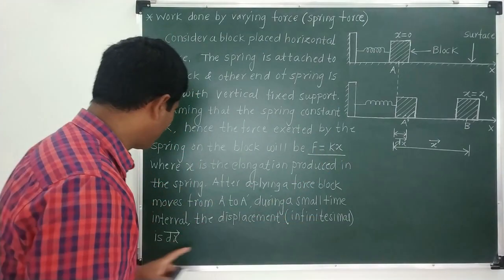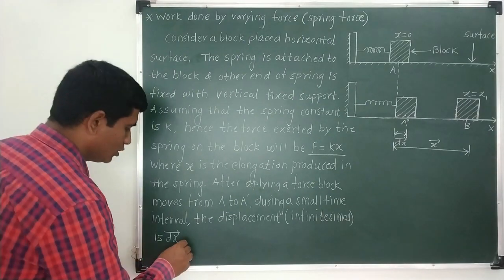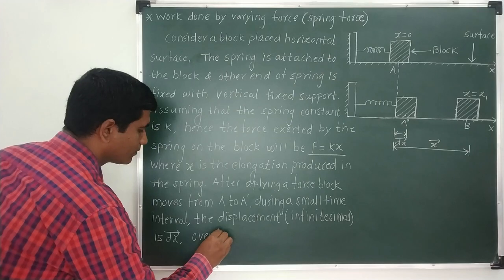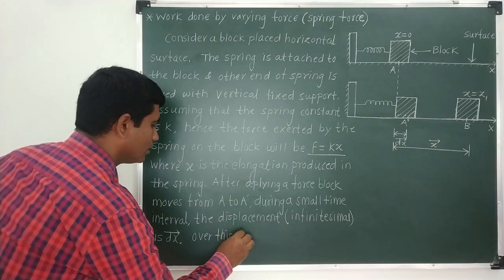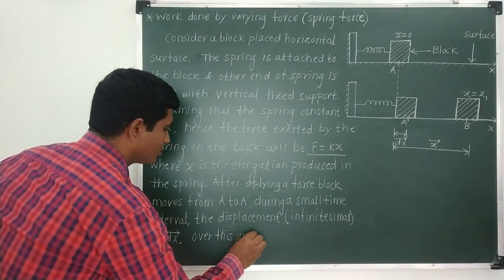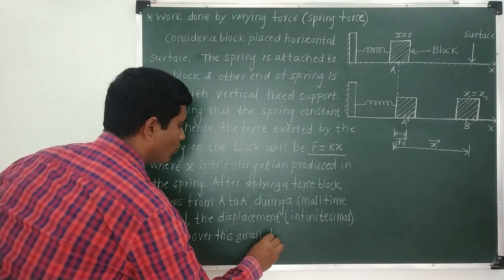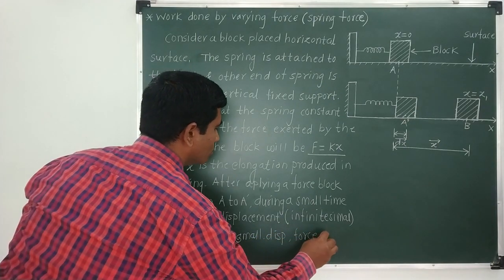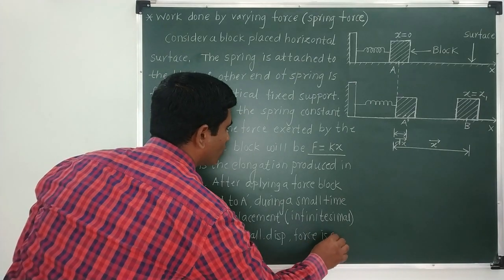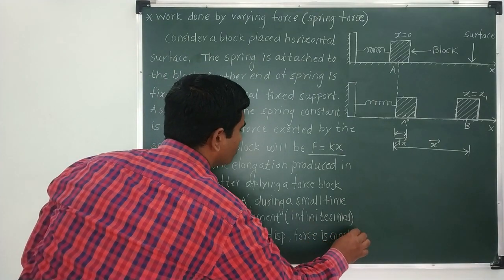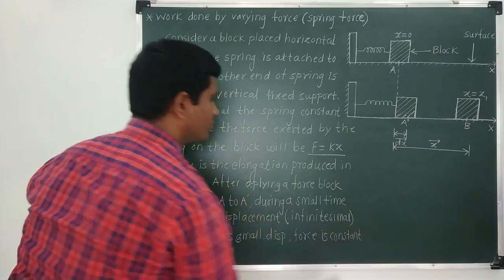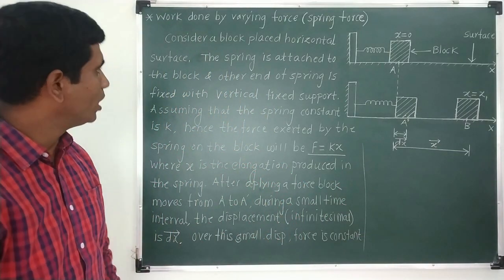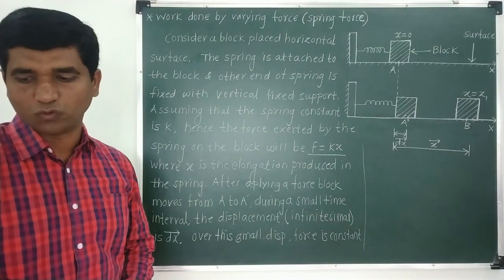The displacement is dx bar over this small displacement. Force is constant. Okay, so we are assuming that over this small displacement, this force is constant. Now we have to calculate the work done by this force.